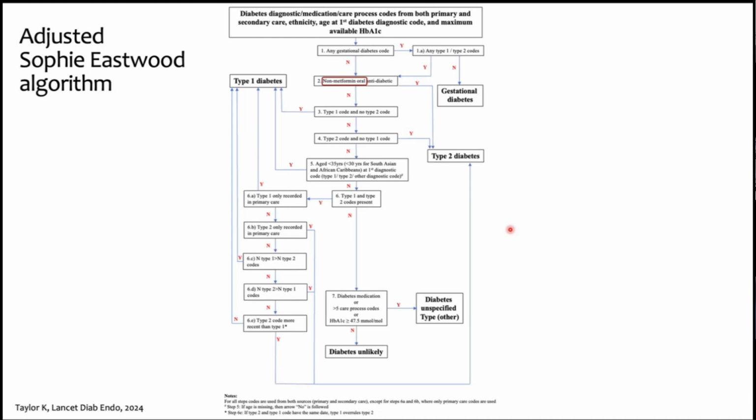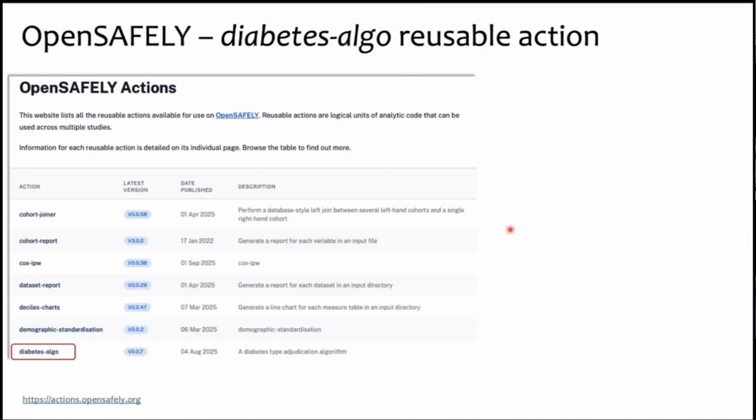And because we knew many people will want to use such an algorithm in OpenSAFELY, because many work with diabetes as a variable, be it for eligibility, as a covariate, as an outcome, we implemented this as a reusable action. So I did a lot of work around how to take this algorithm and make one nice function around it, but then package it so that everyone can access it. And now it's available publicly under this homepage as a reusable action for all users in OpenSAFELY.